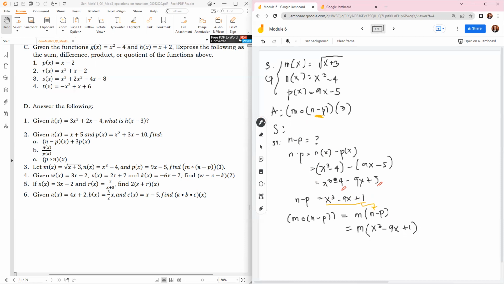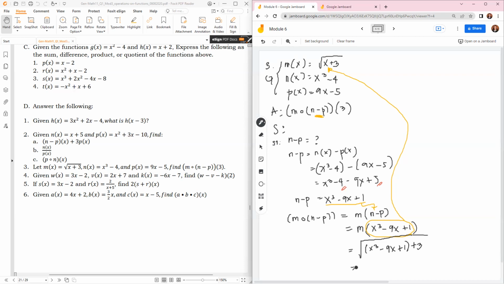So, how does that look like? It means that this whole expression is what we substitute for the x of m. So, it will look like the square root of, open parenthesis first, x cubed minus 9x plus 1, close parenthesis, plus 3. Okay? So, what we did is substitute the whole expression in place of the x in m.